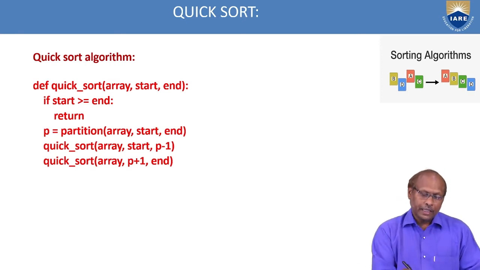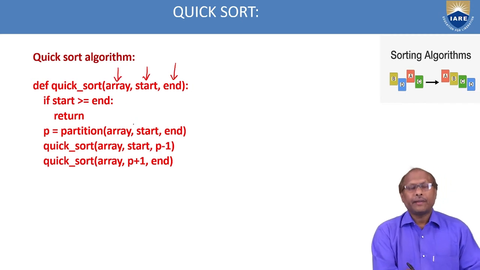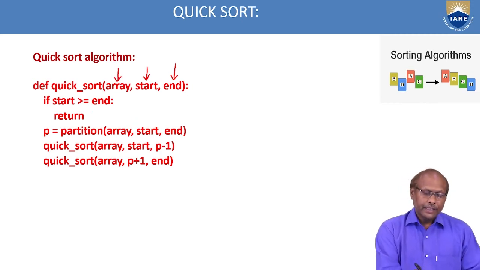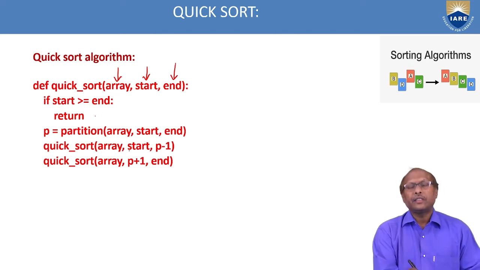Now you have to write this algorithm. Start is my starting position of the list and end is my ending position of the list, and array is my array where the elements are there. Here I'll check whether start is greater than end or not. If start is greater than end, stop it. That means the process is over.